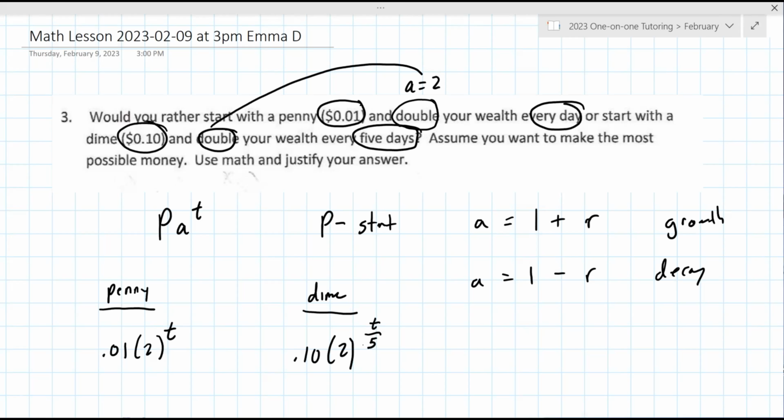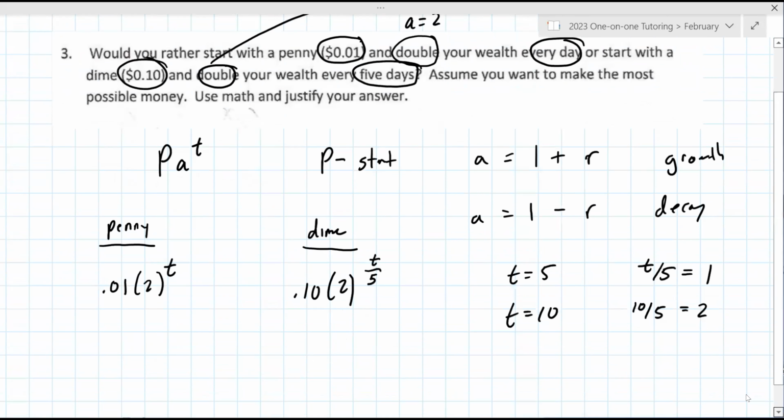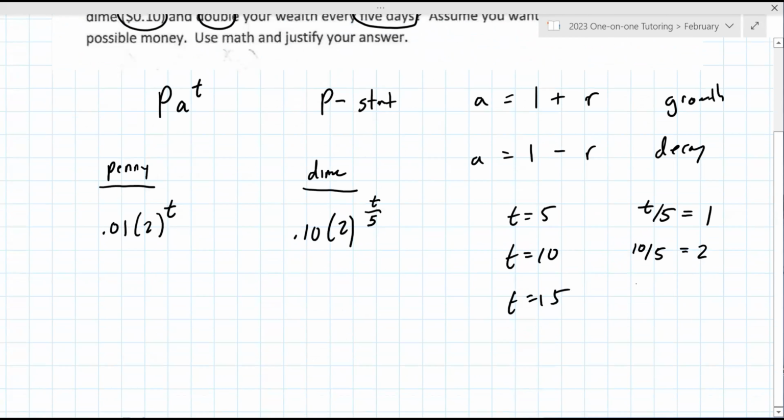Now, why does that work? Because when t is 5, t divided by 5 is 1. When t is 10, 10 divided by 5 is 2. And when t is 15, 15 divided by 5 is 3. So that is why it works.